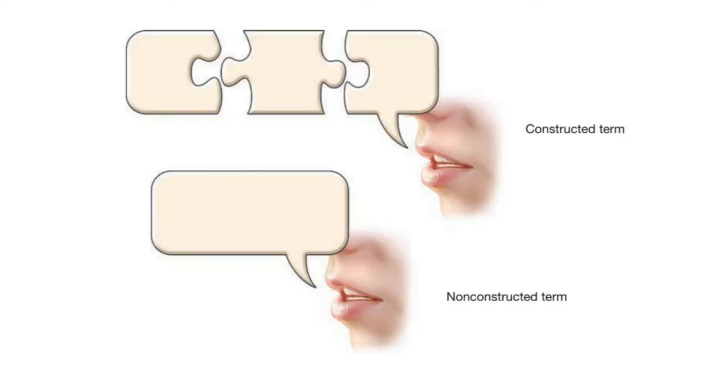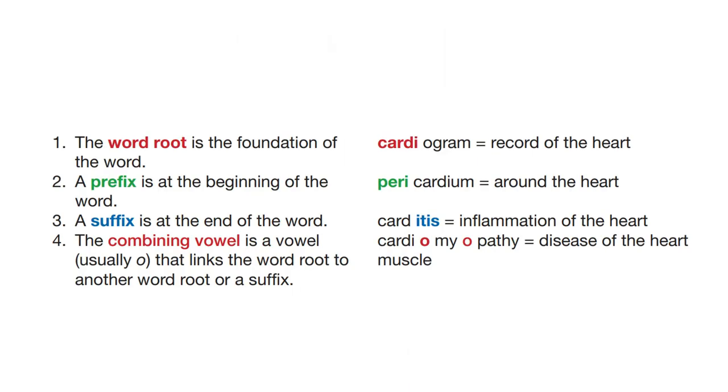And basically, the constructed term is made out of prefixes, word roots or combining forms, and suffixes. These parts make up the whole medical terminology, or the whole term that we're going to be using. For example, the word cardiology, or cardi, the root cardi. We're going to talk about it a little bit later on.